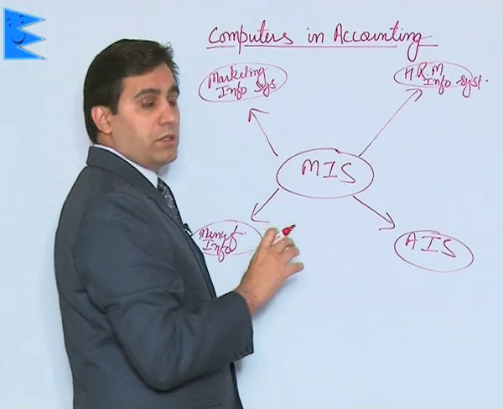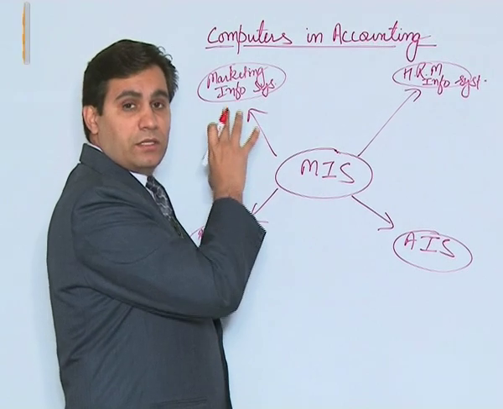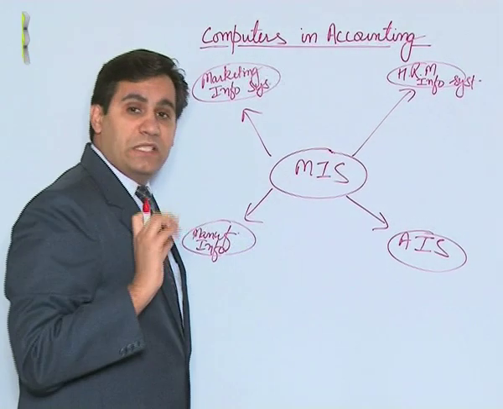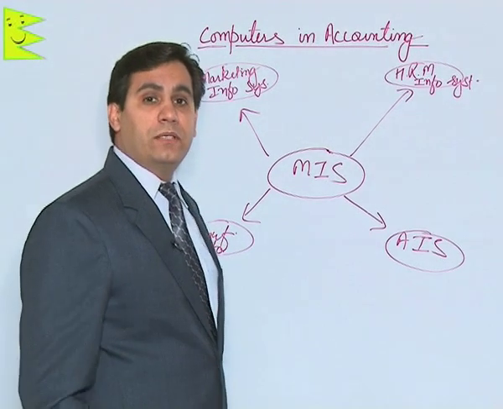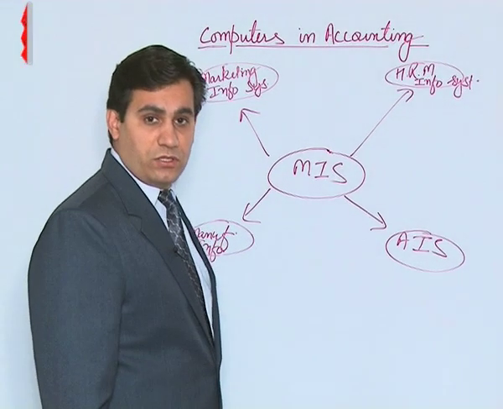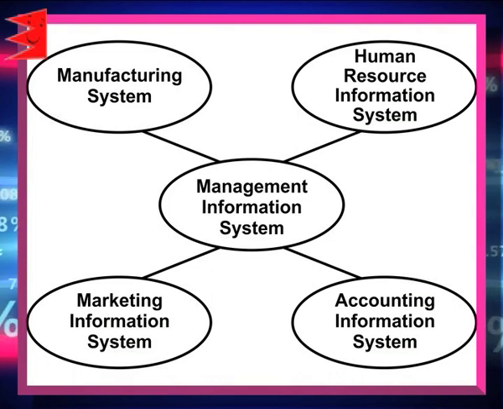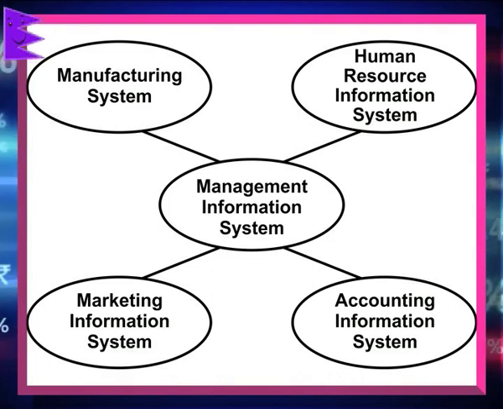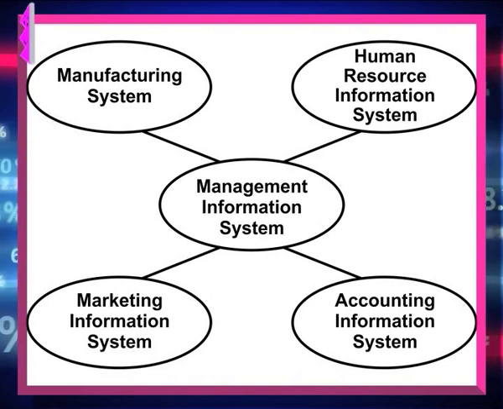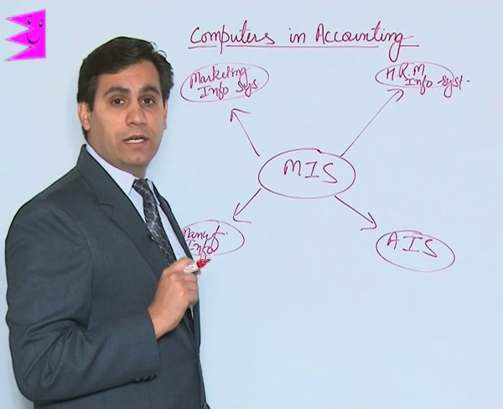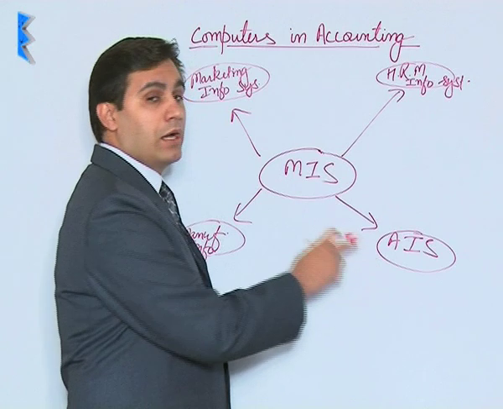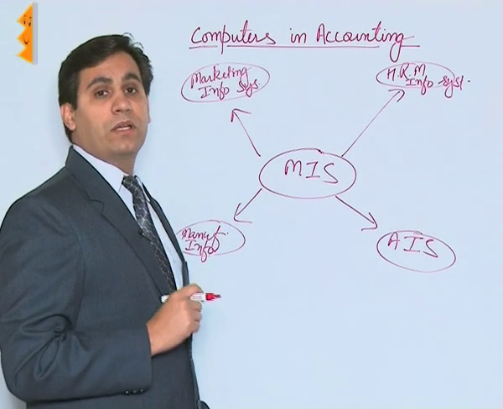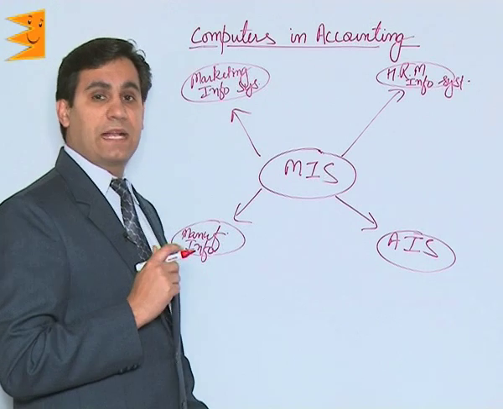All this information, when conveyed to management in a specific form, helps the management to take strategic decisions. This entire system, when taken together in entirety, is called management information system. Since we are dealing with accounts, we will limit ourselves only to accounting information system. Let us understand what accounting information system exactly is.